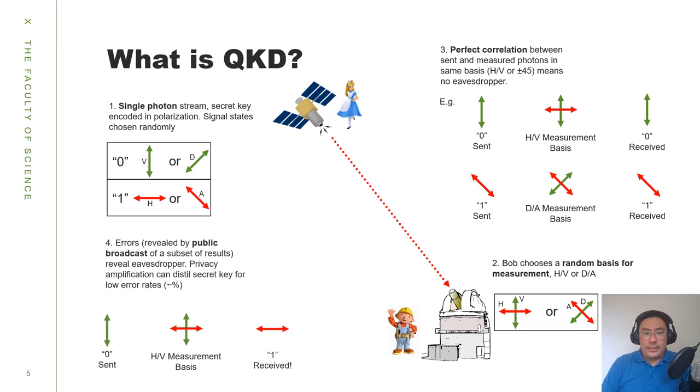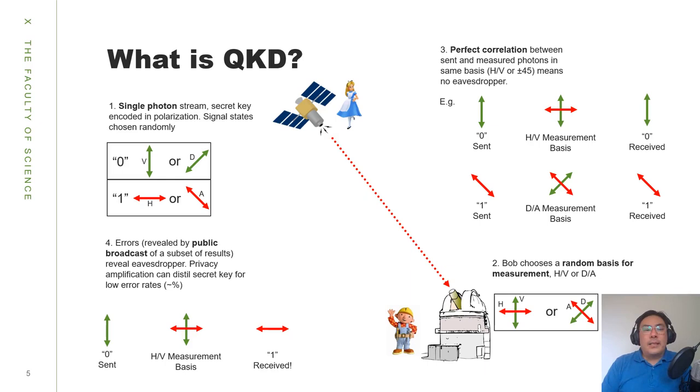For instance, there may be errors. So if Alice sends a 0 by sending a vertically polarized photon and Bob measures in the horizontal vertical basis, sometimes Bob might get a horizontally polarized photon, which indicates a 1, but that is not the right signal that Alice sent. So what Alice and Bob do, they compare a subset of all the signals that Alice sent and Bob received and check how many times when Alice sent a 0 did Bob get a 1.